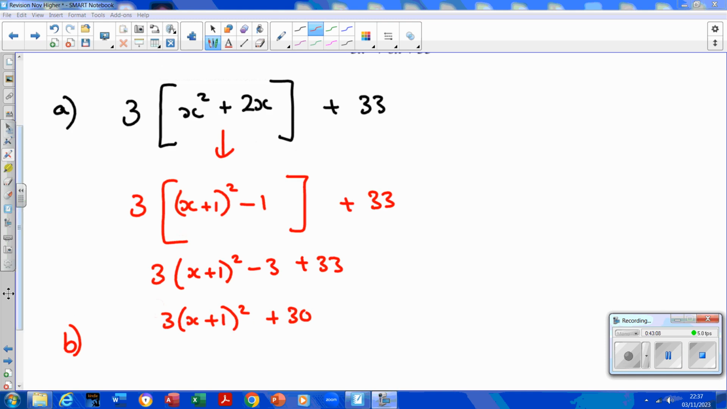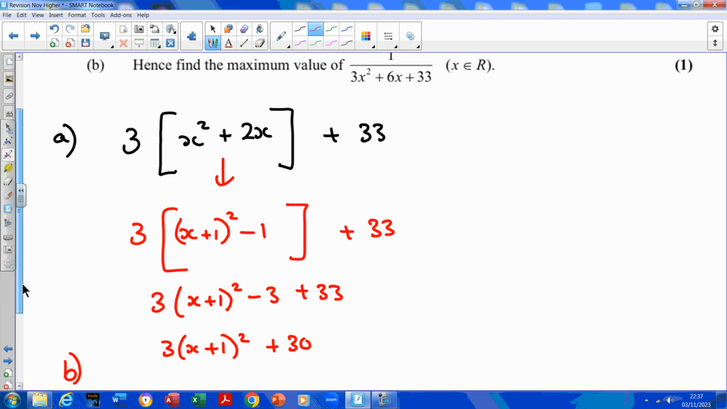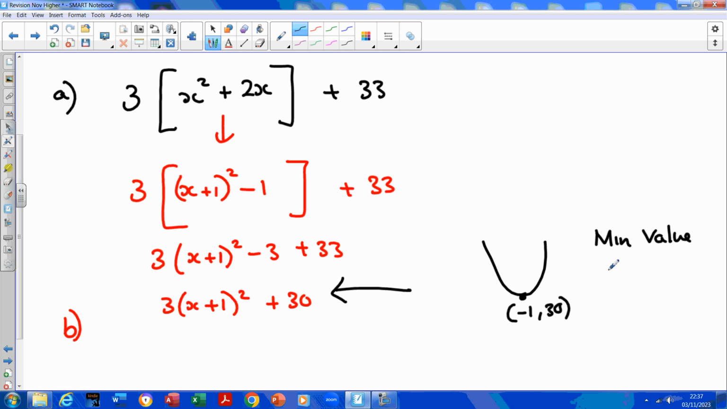The next part of this question is going to ask me about a maximum value of that thing there. So I'm going to go back, I'm going to look at this, because that's what we're talking about. That there is a happy parabola, so it looks like that. It's got a turning point, change the sign and keep the number. So it's got a turning point there at (-1, 30). So that means it's got a minimum value. And remember, it's always the y number. So it's got a minimum value of 30.